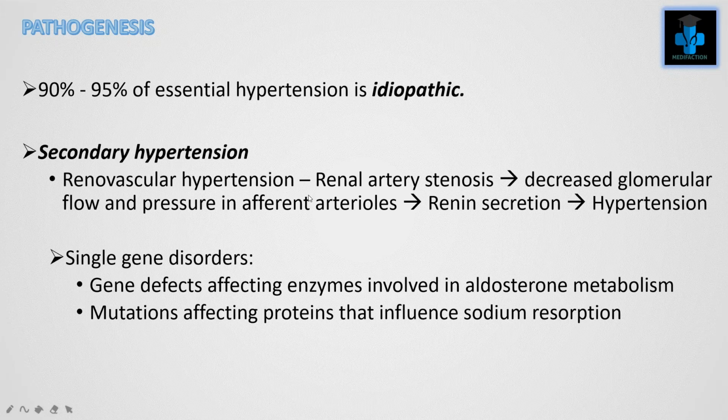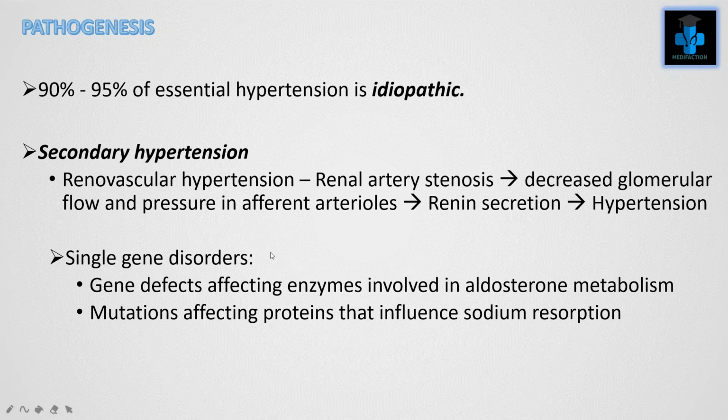Now let's see the pathogenesis. I have already told that 90 to 95% of hypertension is idiopathic essential hypertension, and there is secondary hypertension also, renovascular hypertension, which results in renal artery stenosis followed by decreased glomerular flow and pressure in the afferent arterioles, resulting in renin secretion and thus hypertension. How renin causes hypertension has been discussed in the earlier slide.